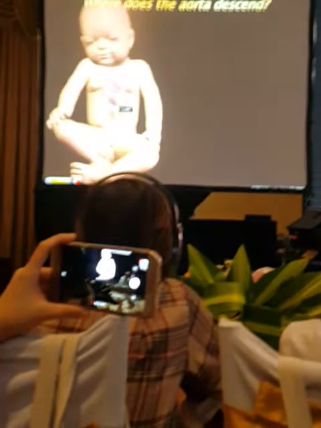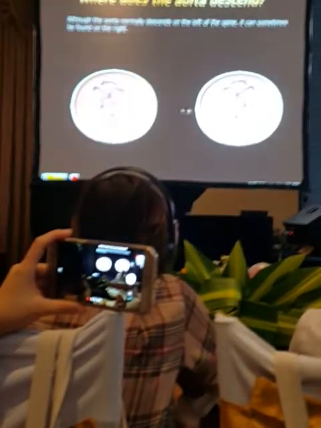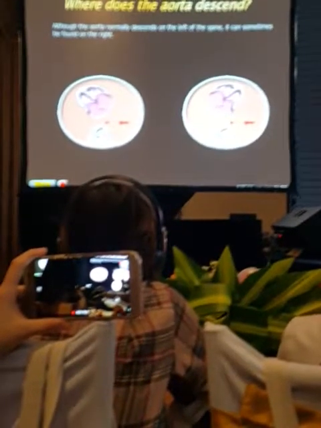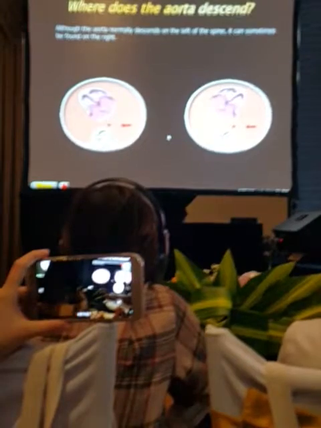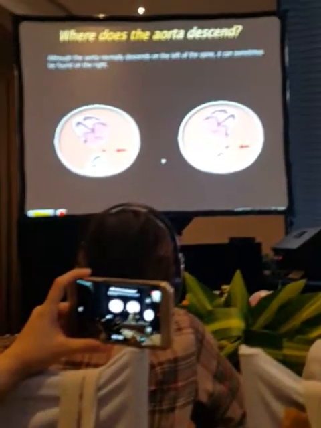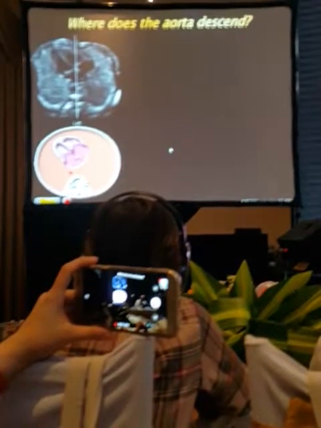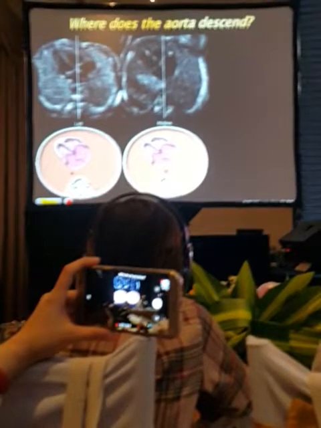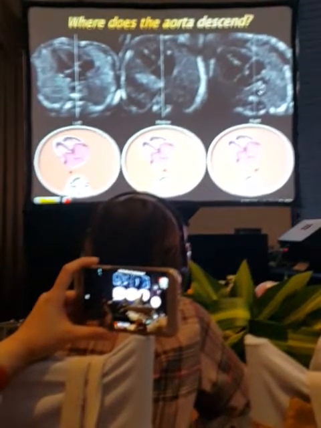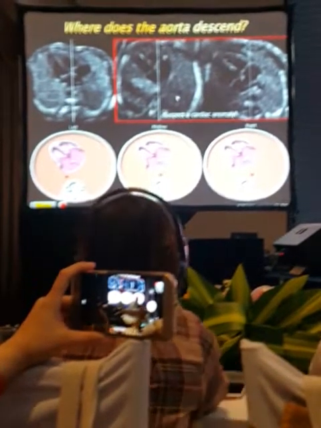So the aorta on the left side, the aorta on the right side. So you can have apex on the left side, apex on the right side, and the aorta on the right or on the left. So you have to pay attention to all these different situations. And if it's not a usual situation, look for an anomaly. So again, here we have the aorta is in the middle, here the aorta is on the right side. So these 2 babies just had the cardiac anomaly.